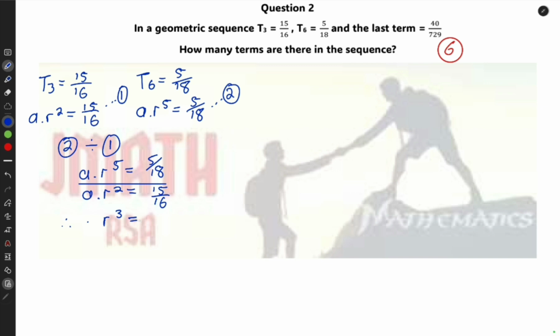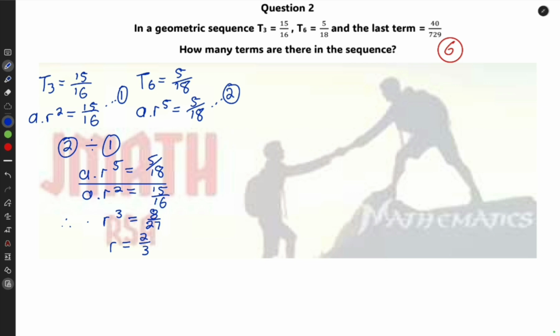That is equal to, and now if I divide the two fractions, I am actually going to get 8 over 27. And both of those are cube numbers. So if I take the cube root, R is just equal to 2 over 3. Okay, so that is a bit complicated, but when it's geometric, you are allowed to do that, and that's how you get the R value.